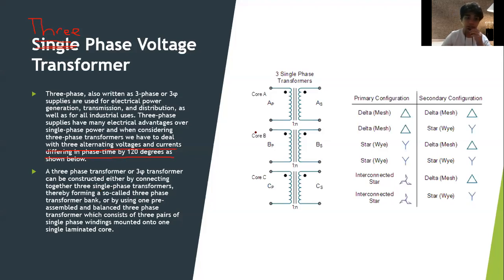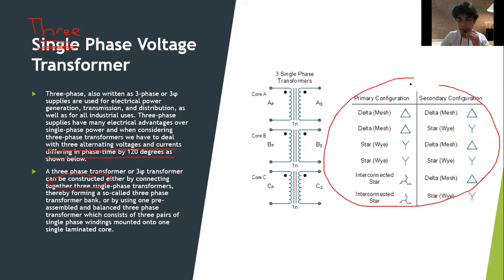So a 3-phase transformer is constructed by either connecting together 3 single-phase transformers, therefore forming a so-called 3-phase transformer bank, or by using one pre-assembled and balanced 3-phase transformer, which consists of 3 pairs of windings mounted onto a single laminated core. So here we do have some examples of how 3-phase transformers are connected.